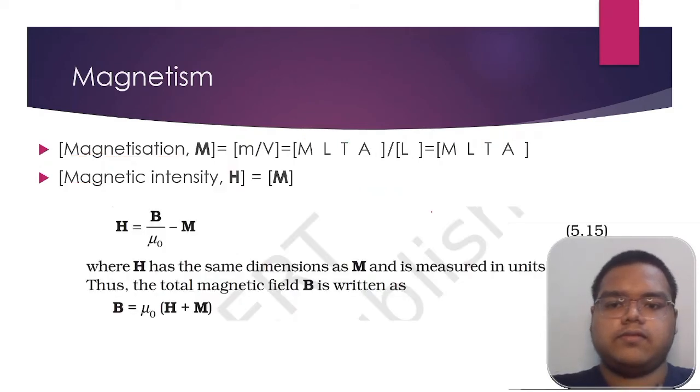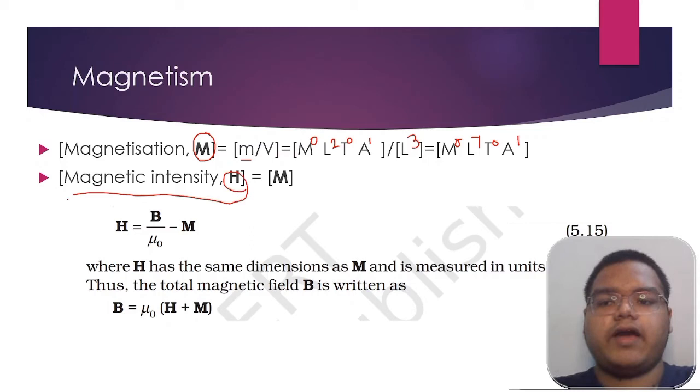Done. Next, magnetization capital M is small m by volume. So small m was I into area, so M to the power 0 L square T to the power 0 A to the power 1 divided by volume L cube, which will be equal to L to the power minus 1 A to the power 1 T to the power 0 M to the power 0. Done. The magnetic intensity H will have the same dimension as that of capital M, magnetization, from this equation.